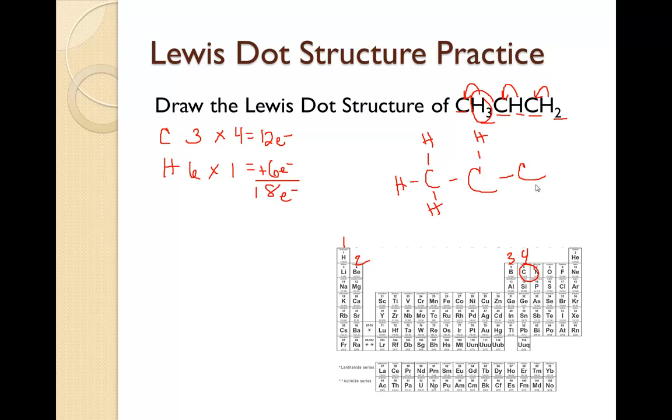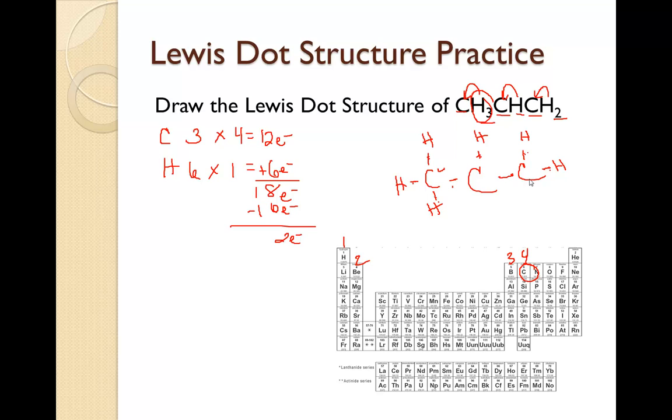Alright, let's see how we're doing with our electrons so far. 2, 4, 6, 8, 10, 12, 14, 16. The duets, 2, that's good. 2 here, 2 here, 2 here, 2 here, 2 here. Alright, so those hydrogens are okay. Now let's take a look at our carbons. 2, 4, 6, 8, that carbon's okay. 2, 4, 6, that needs 2 more electrons. 2, 4, 6, that one needs 2 more electrons. So both of these carbons need 2 more electrons.